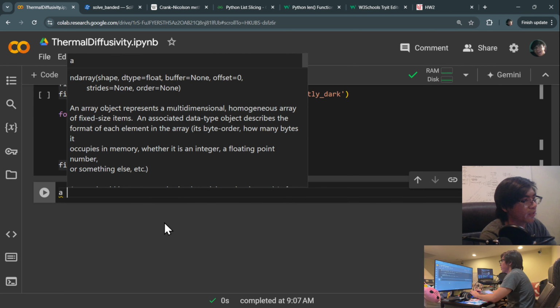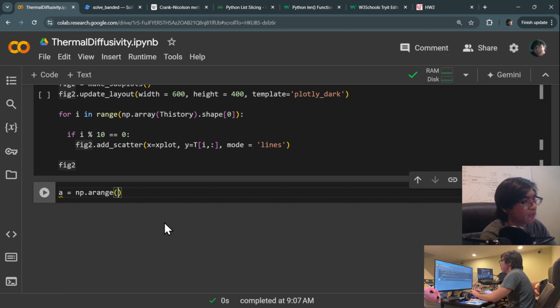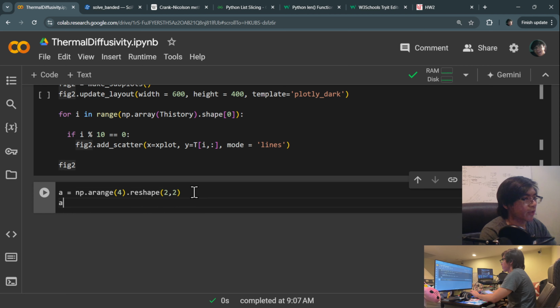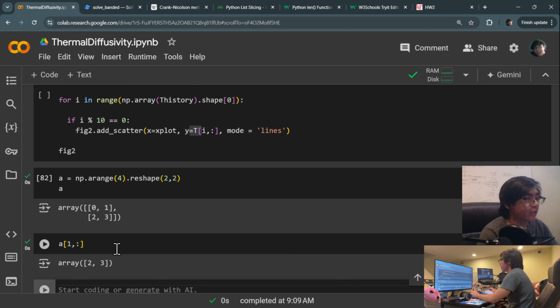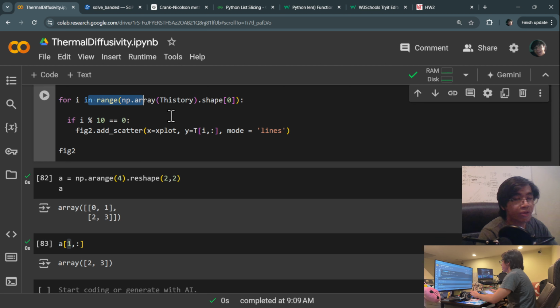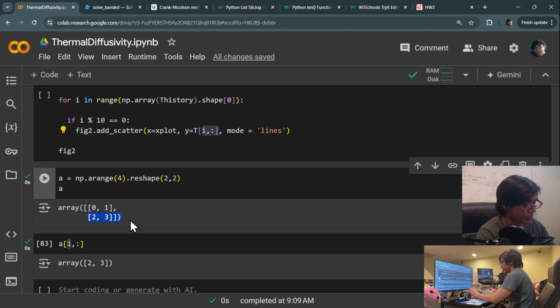So if I have a equals np arange 4, and I reshape that to a 2 by 2, shape 2 by 2, and then I say I want to do exactly this, so call a at some number, I don't know, 1, and do the same exact thing with that colon. Well, now I'm grabbing the second row. So for every i, we're iterating through every row, and after every 10th row, we graph the row.